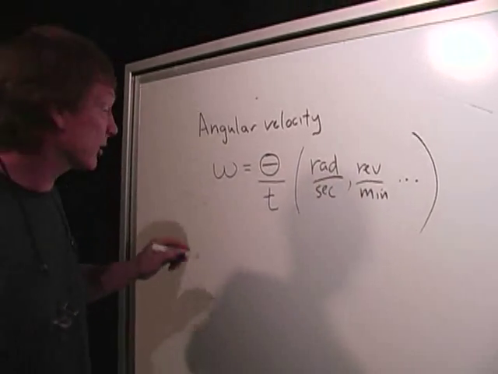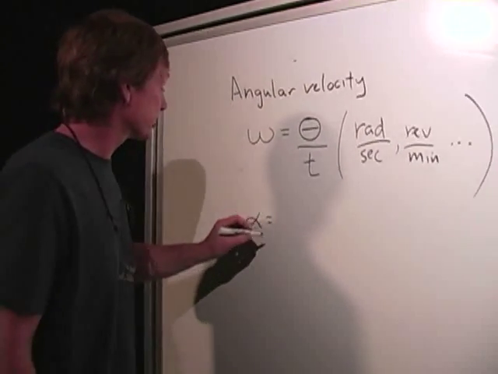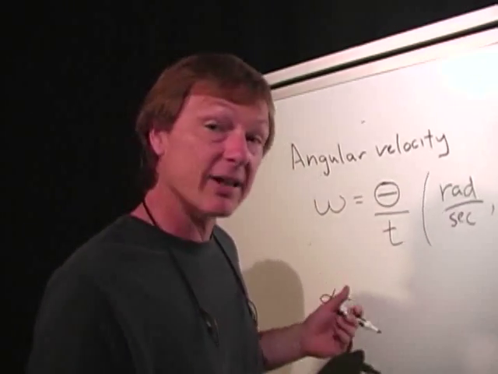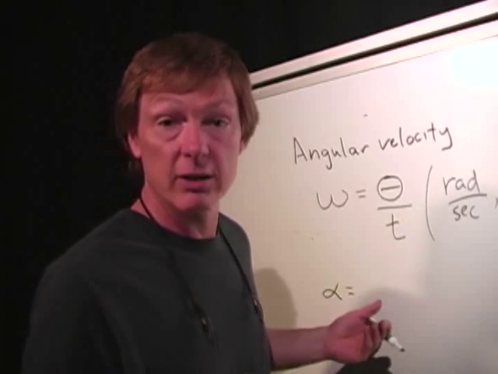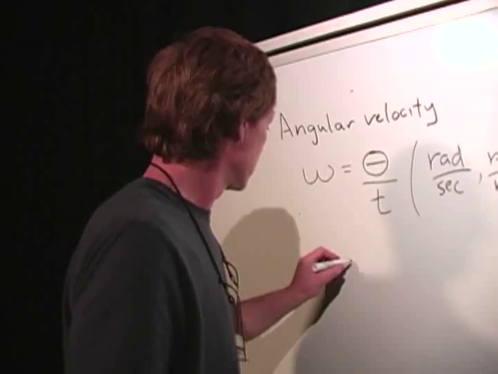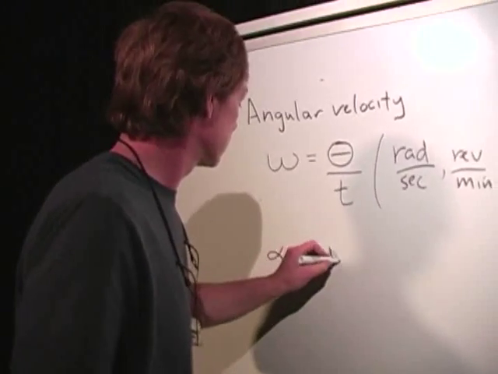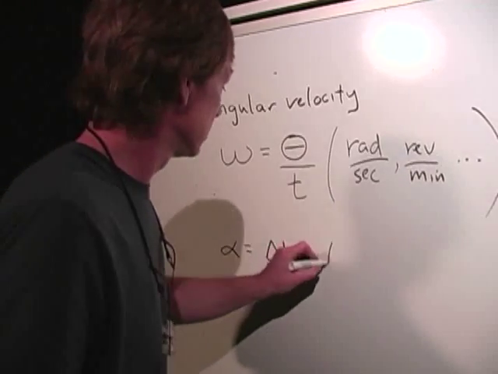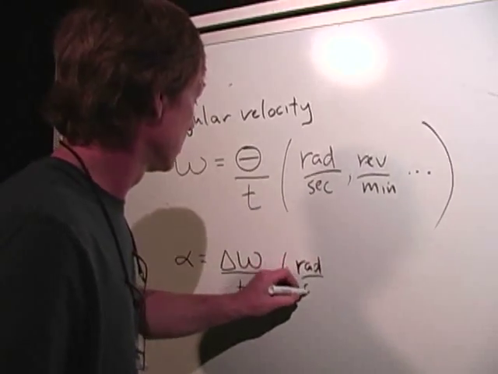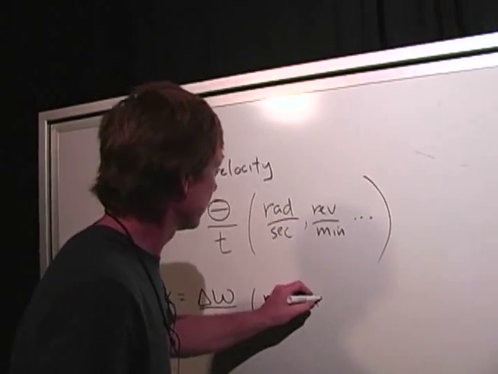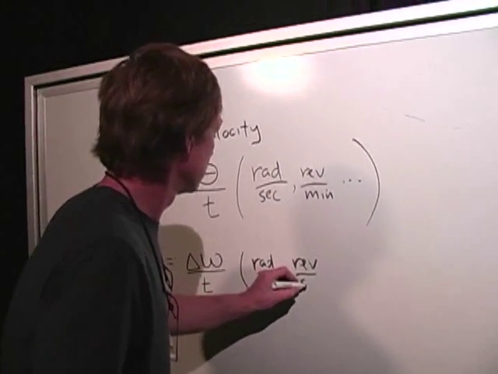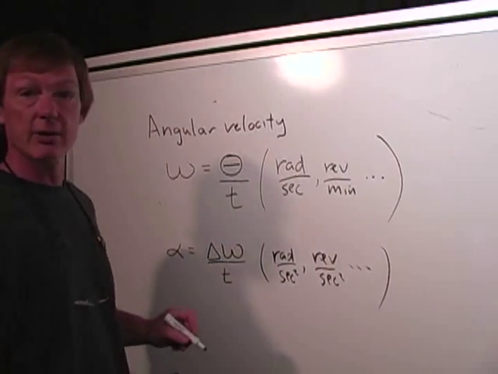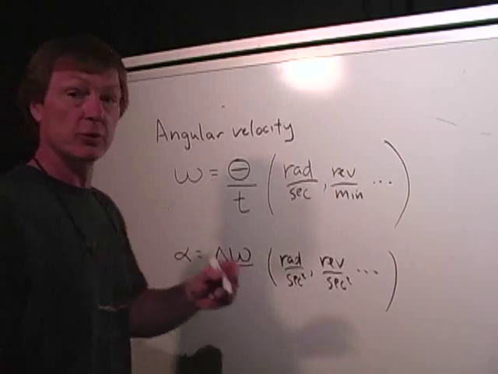Oh, and angular acceleration, excuse me. Angular acceleration, just like linear acceleration is the rate at which we change velocity over time, angular acceleration is the rate at which we change the angular speed over time. So that would be the change in omega divided by time. And the units would be like radians per second squared, revs per second squared, revs per minute squared, any of those units.